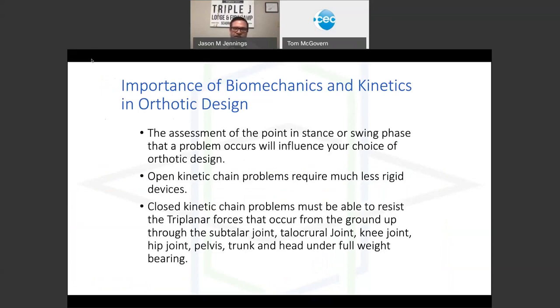The open kinetic chain problems require much less rigid devices because you're simply trying to control a limb during swing phase. However, your closed kinetic chain problems must be able to resist the triplanar forces that occur from the ground up through the subtalar joint, the talocrural joint, the knee joint, hip, pelvis, trunk, and head under full weight bearing. So your closed chain kinetic problems typically need to be addressed by more rigid designs.